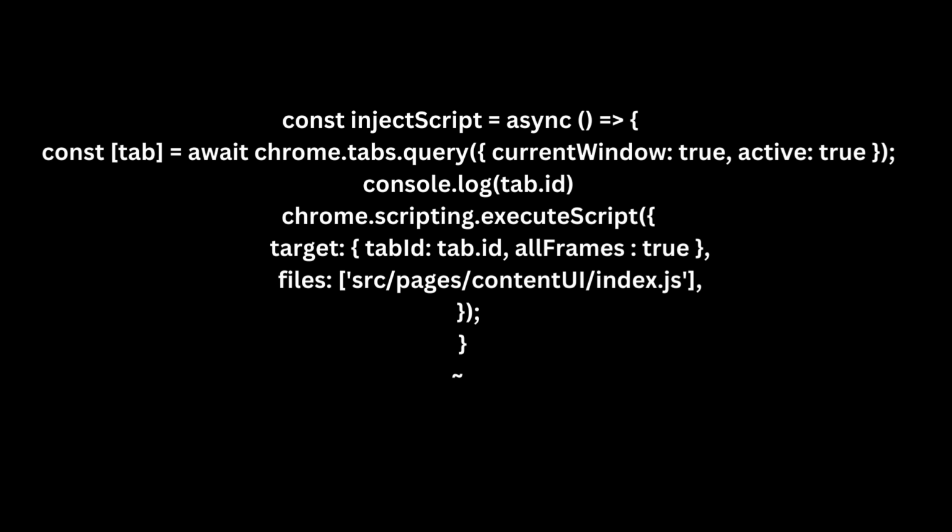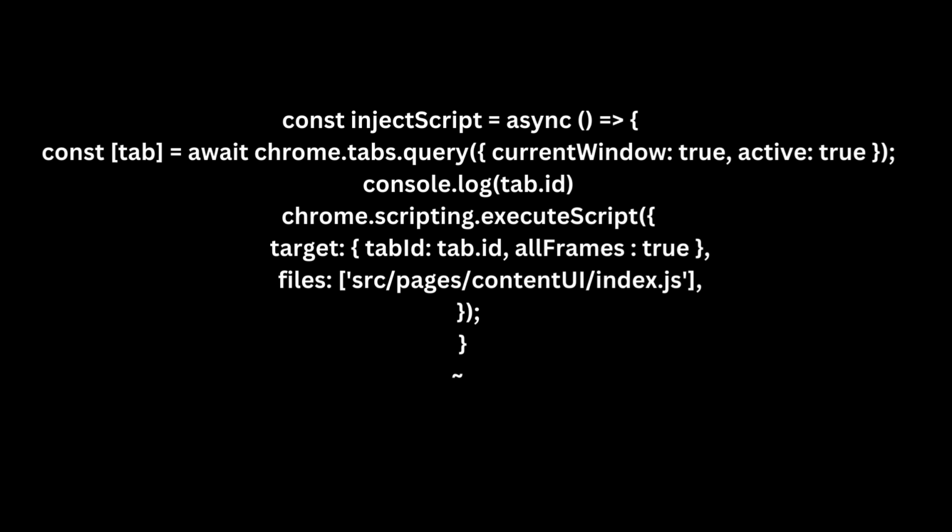The purpose of this code is to dynamically inject a content script into the currently active tab of the Chrome browser when the injectScript function is called. This allows the extension to interact with and modify the content of web pages visited by the user.